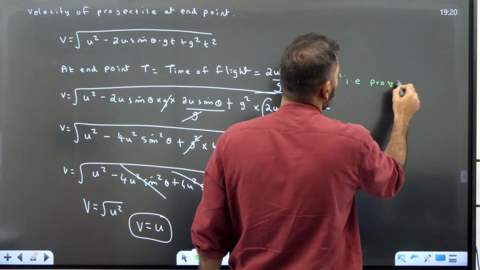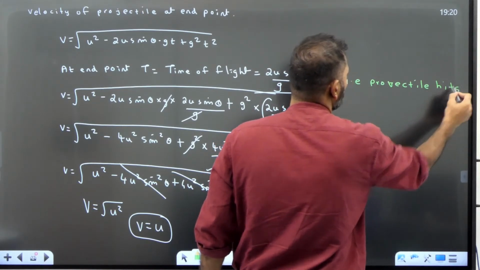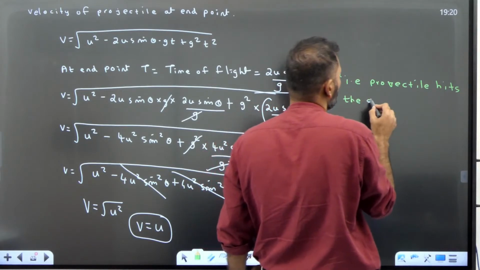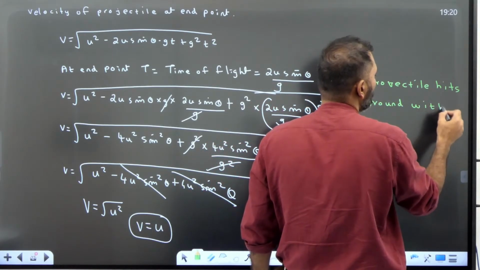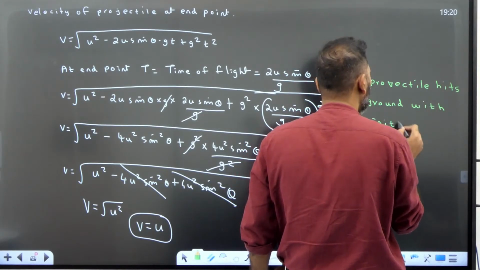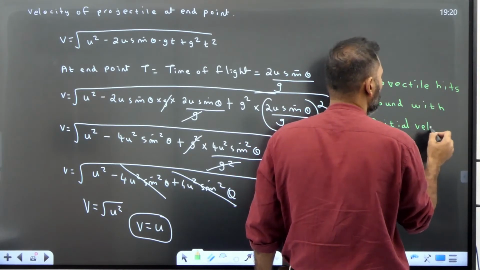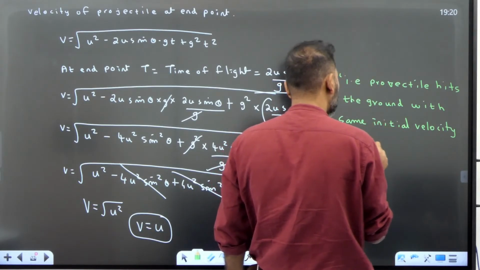That means the projectile hits the ground with the same initial velocity with which it was projected.